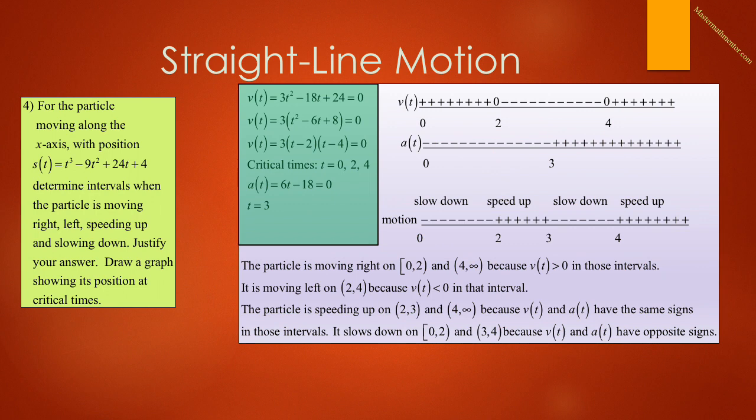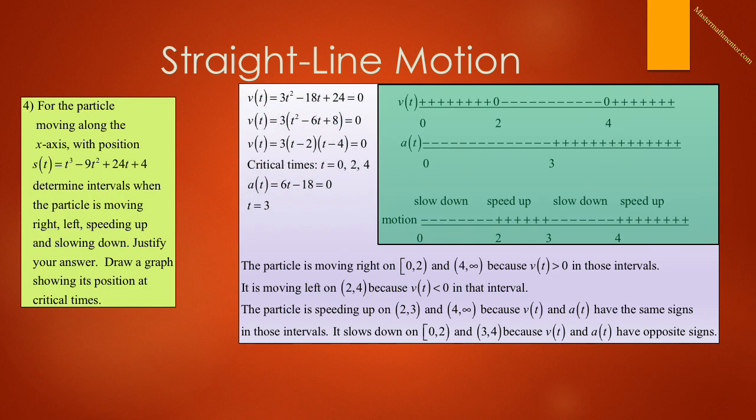We start our procedure by finding v of t, which is 3t squared minus 18t plus 24, and set it equal to 0. That gives v of t equals 3 times the quantity t squared minus 6t plus 8 equals 0. Factor it into 3 times t minus 2 times t minus 4 equals 0. So our critical times are t equals 2, t equals 4, and of course t equals 0. We will also find a of t, which is 6t minus 18, set equal to 0, and t is equal to 3.